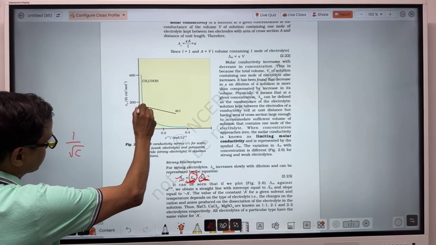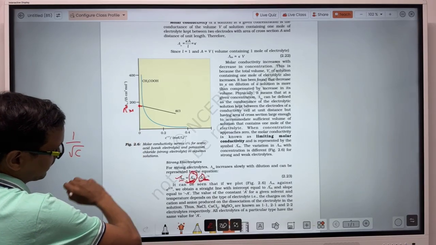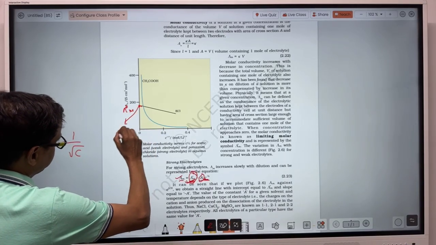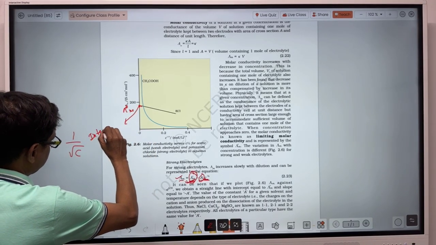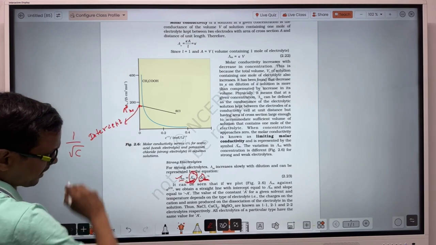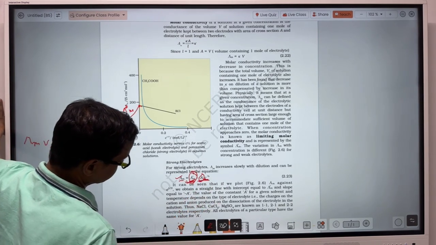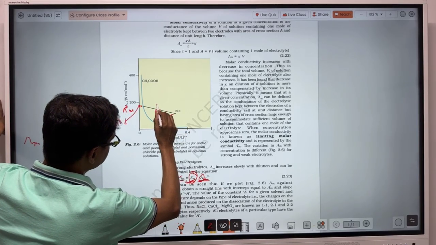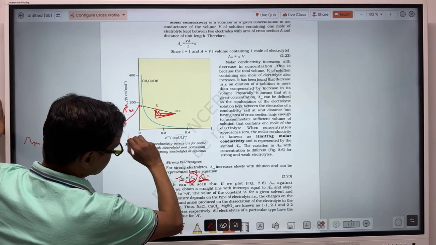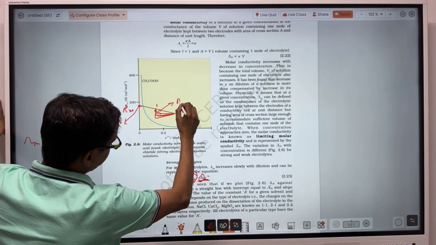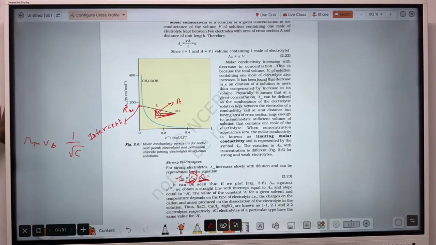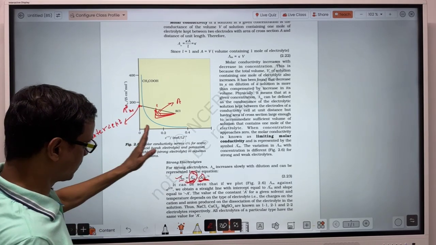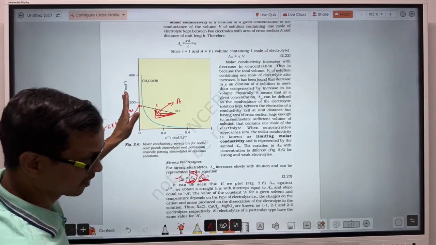So that's the graph here. This is lambda degree m, and here this is the intercept. Intercept will be lambda degree m, and slope will be minus a, that means a decreasing graph here. Okay, so that is the relationship when you are diluting the solution.